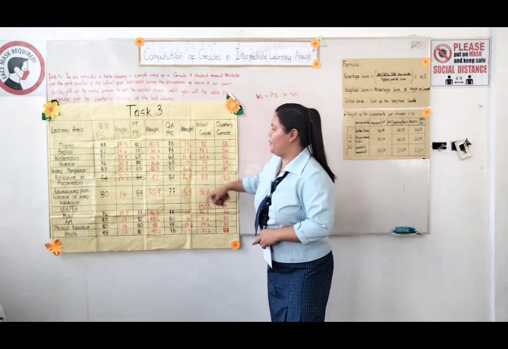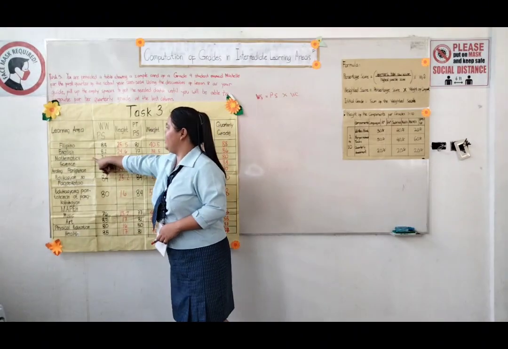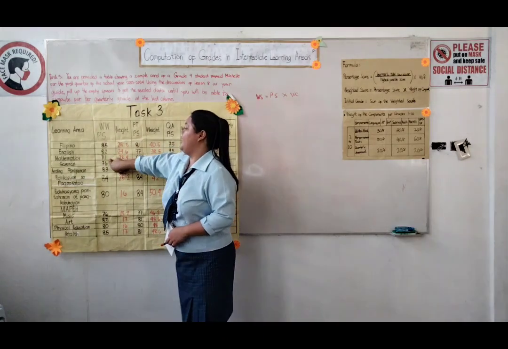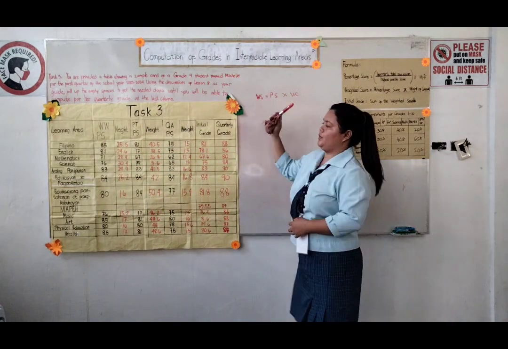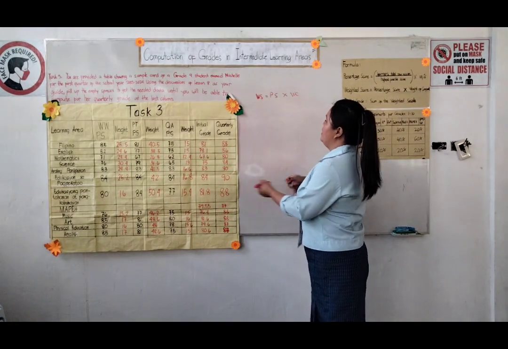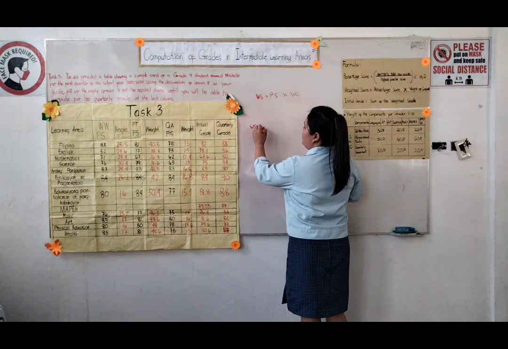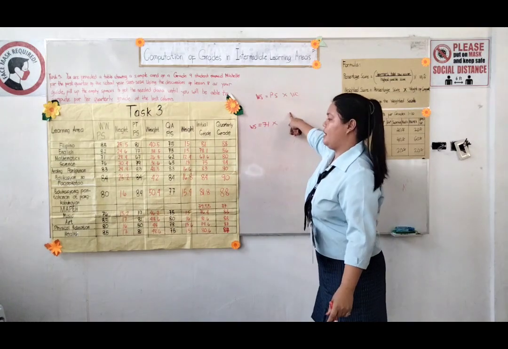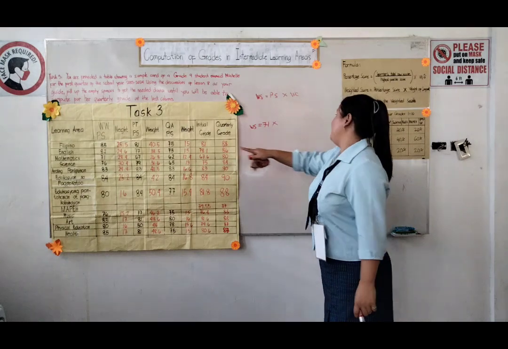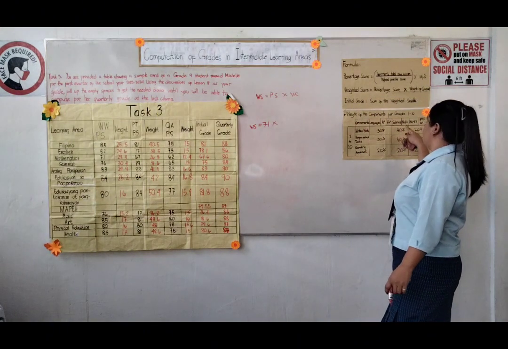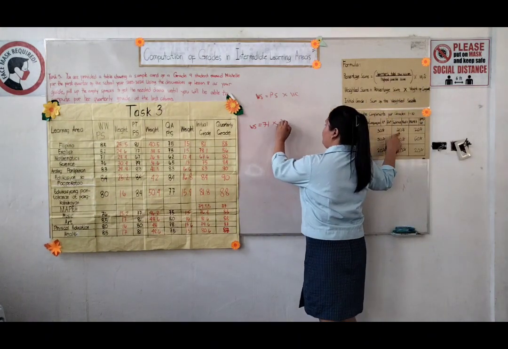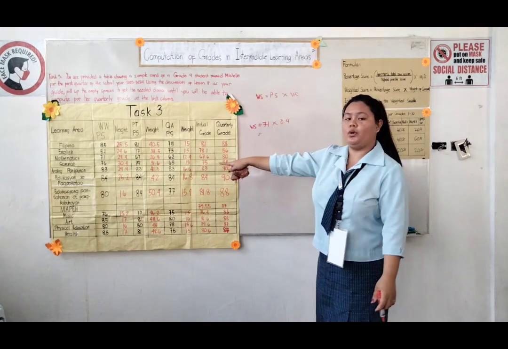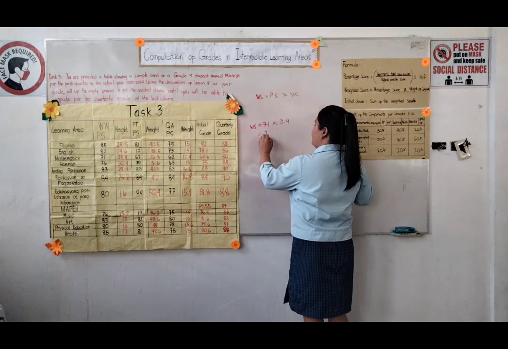So next, we have mathematics. The given percentage score in written works is 71. In order to get the weighted score, we have the formula: weighted score is equal to 71 times the weighted component of written works in mathematics, which is 40%, so 0.4. So 71 times 0.4 is equal to 28.4.